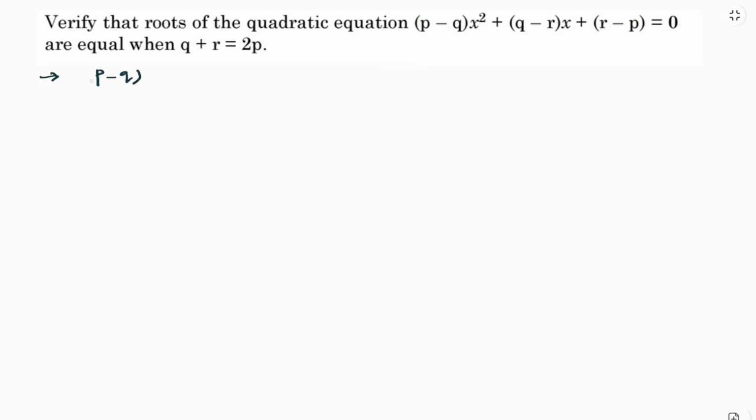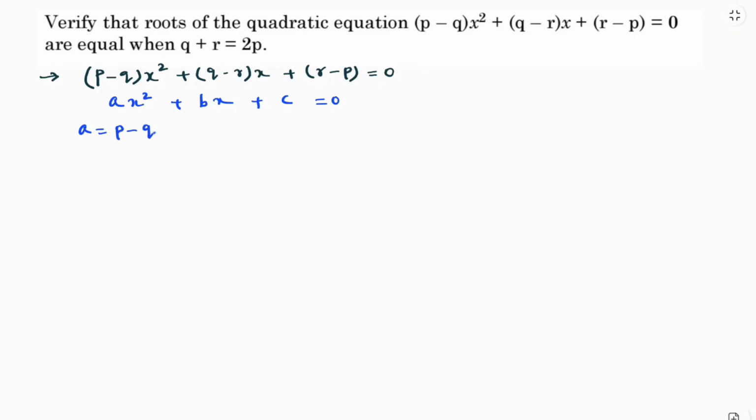(p minus q) x square plus (q minus r) x plus (r minus p) equals 0. This is the quadratic equation. So here if I compare with the standard one, ax square plus bx plus c, the value of a is p minus q, b value is q minus r, c is r minus p.